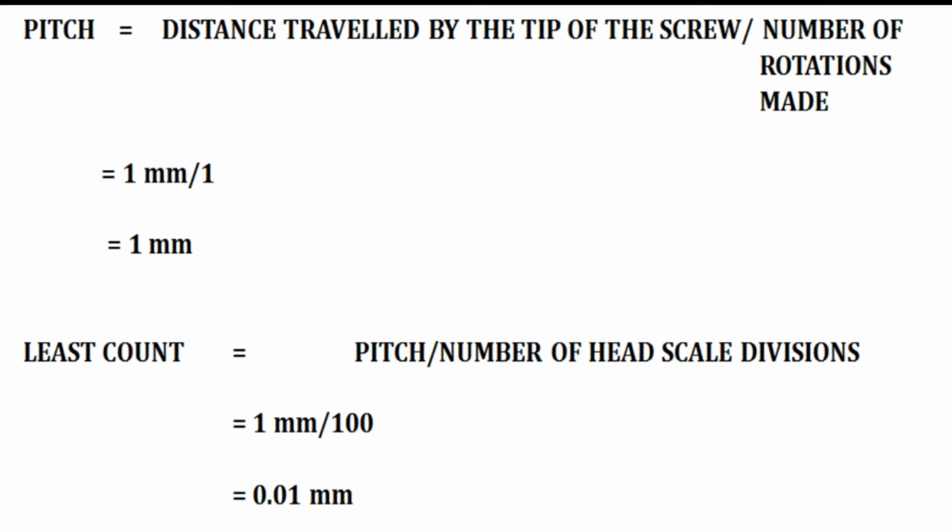Least count is equal to pitch divided by number of head scale divisions. If you look at the screw gauge, you can see that it has 100 head scale divisions. So least count is equal to pitch divided by number of head scale divisions is equal to 1 millimeter by 100 is equal to 0.01 millimeter. Hence, the least count of a screw gauge is 0.01 millimeter.